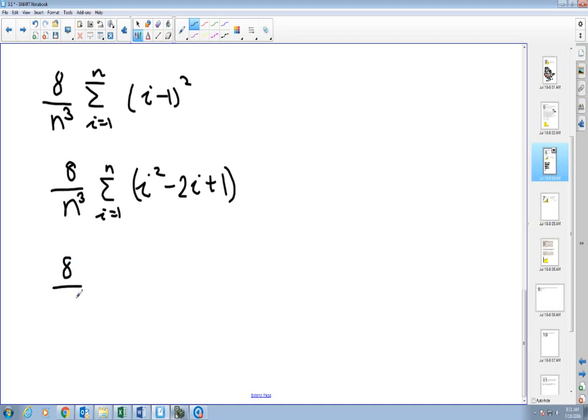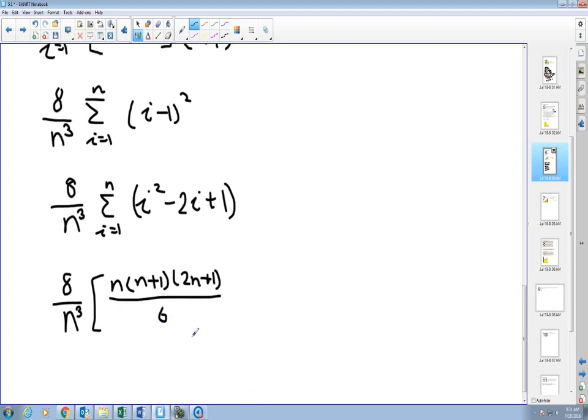So this 8 over n to the third stays up front times bracket. The sum of i squared, if I expand it, becomes n times n plus 1 times 2n plus 1 over 6, minus 2 times the sum of i, which is n times n plus 1 over 2, plus the sum of 1, n times 1, which is just n.